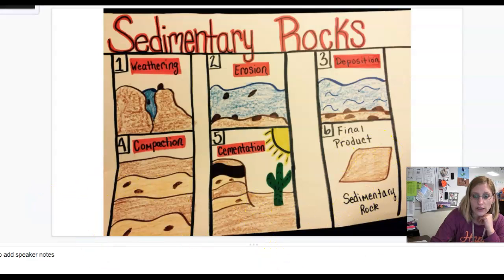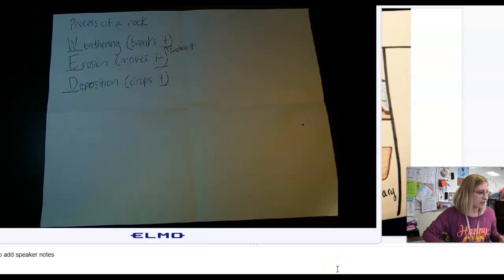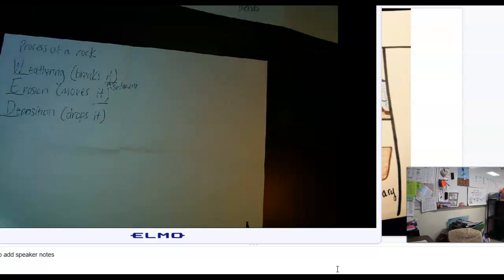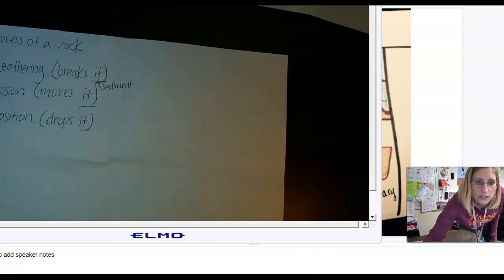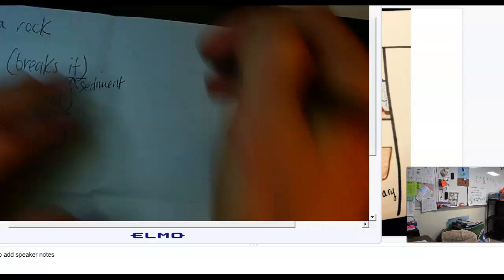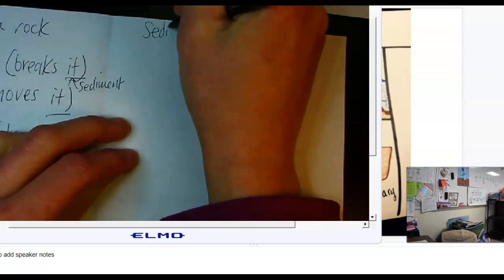Okay, let's go ahead and go back to our foldable. We're going to write down sedimentary rocks. I'm going to go a little bit farther in. Let me try to zoom in a little bit so you guys can see it a little bit better. There we are. Okay, so this next one, you're going to write down sedimentary rock.